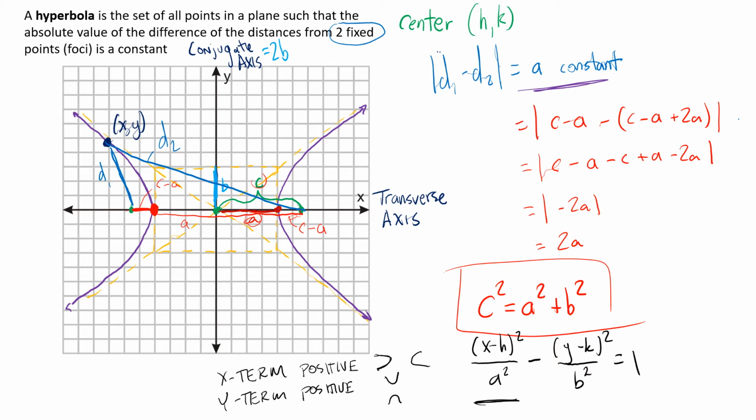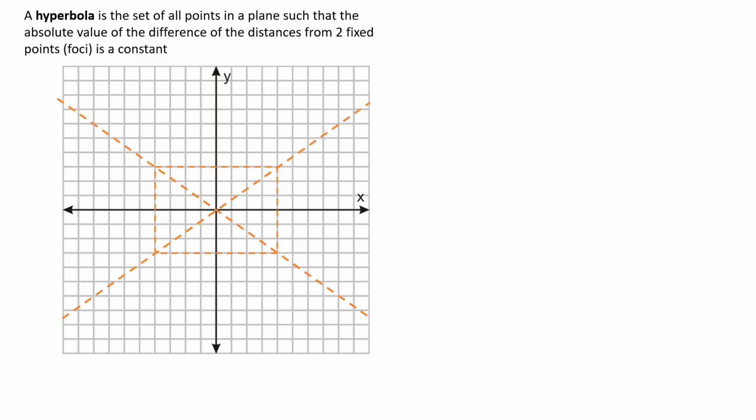So there's something to keep an eye out for. Okay, so we have a relationship between a, b, and c. We have the standard form, and there's this other thing that determines the shape of how we draw the purple lines, and that is these dotted orange lines that I drew in. On the next slide I have a better representation of those lines. Okay, so here are those lines.